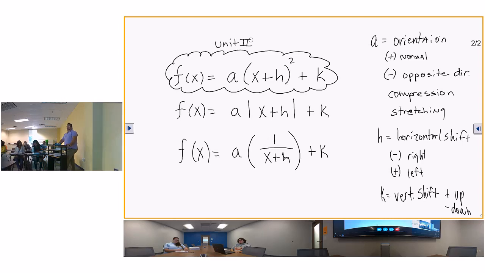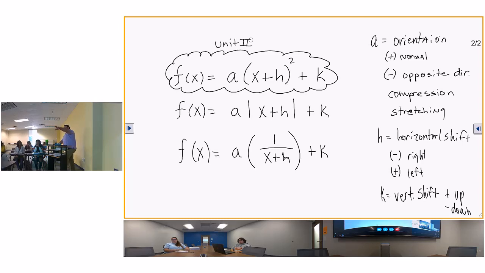Will you see completing the square in calculus? Yes. All 3 in DFQ, you're going to see completing the square. So it's one of those things that you're not going to be able to get away from. Then what about this unit? What's Unit 1?